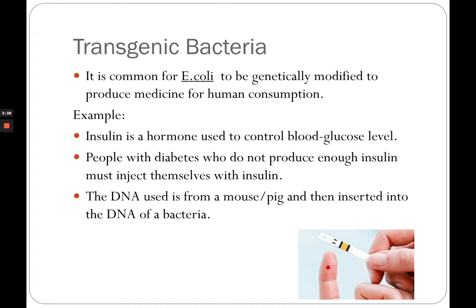So the bottom line is this piece of DNA is basically spliced from a mouse or a pig DNA and then inserted into the DNA of a bacteria. And once it's inserted, the bacteria will now only make copies, okay, of this product, of this insulin. Okay, so in a sense, we've turned E. coli into a microscopic factory for producing insulin for human use.